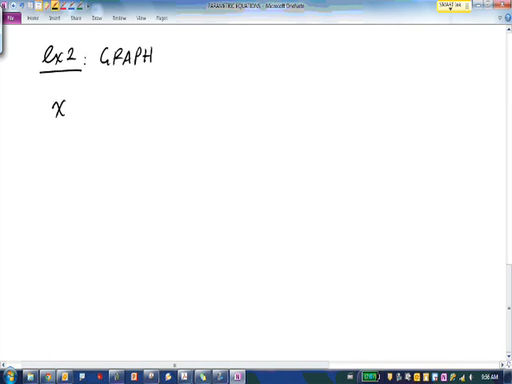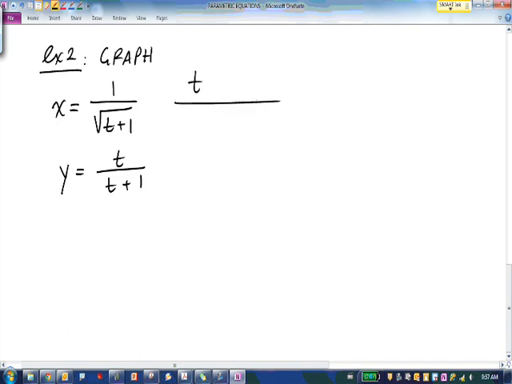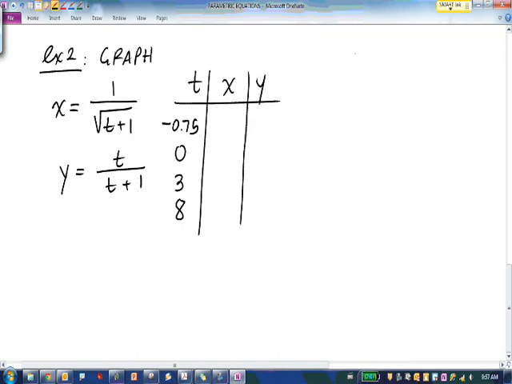Okay, let's graph a second example. Let's look at the following set of parametric equations. x is equal to 1 over the square root of t plus 1, and y is equal to t over t plus 1. Just for uniformity, we'll pick the following times. We'll pick negative 0.75, 0, 3, and 8. So go ahead and try graphing this on your own and see what happens.